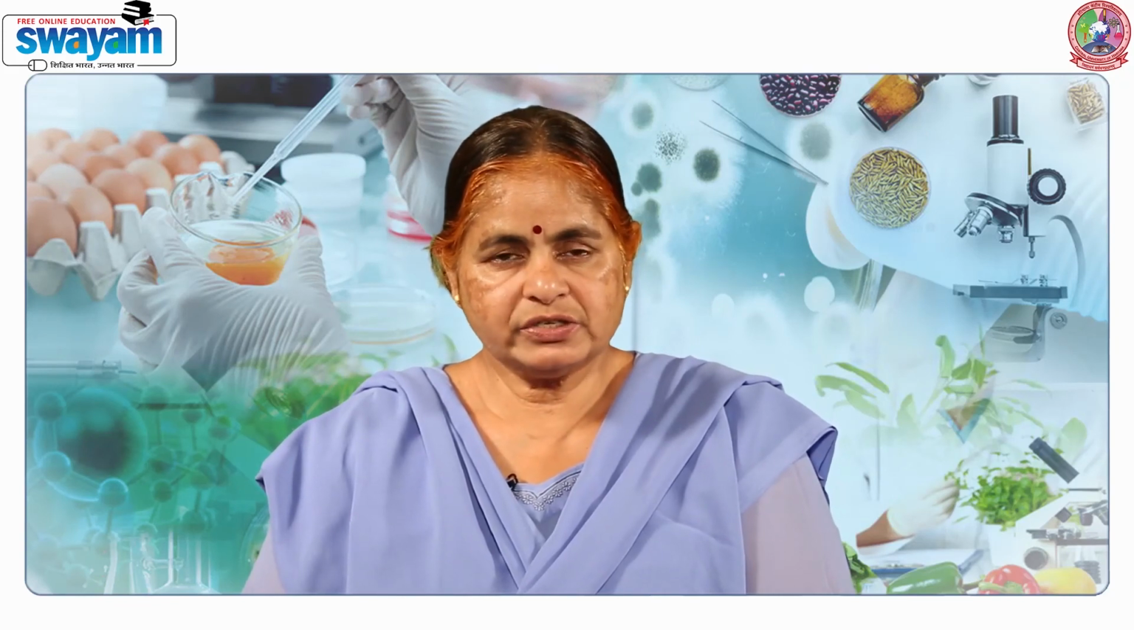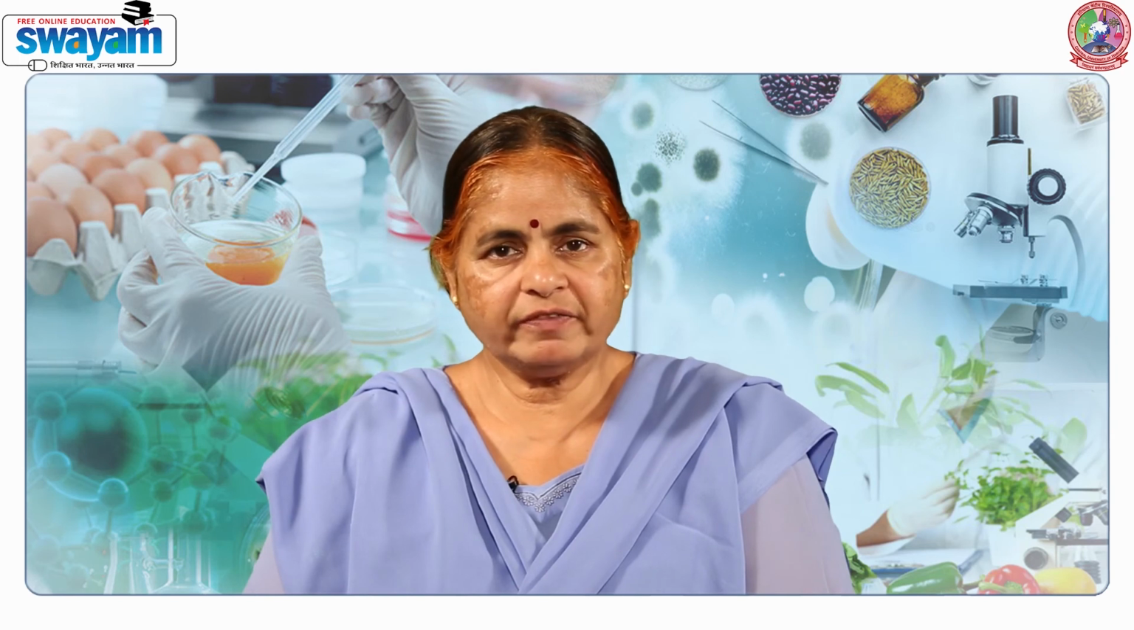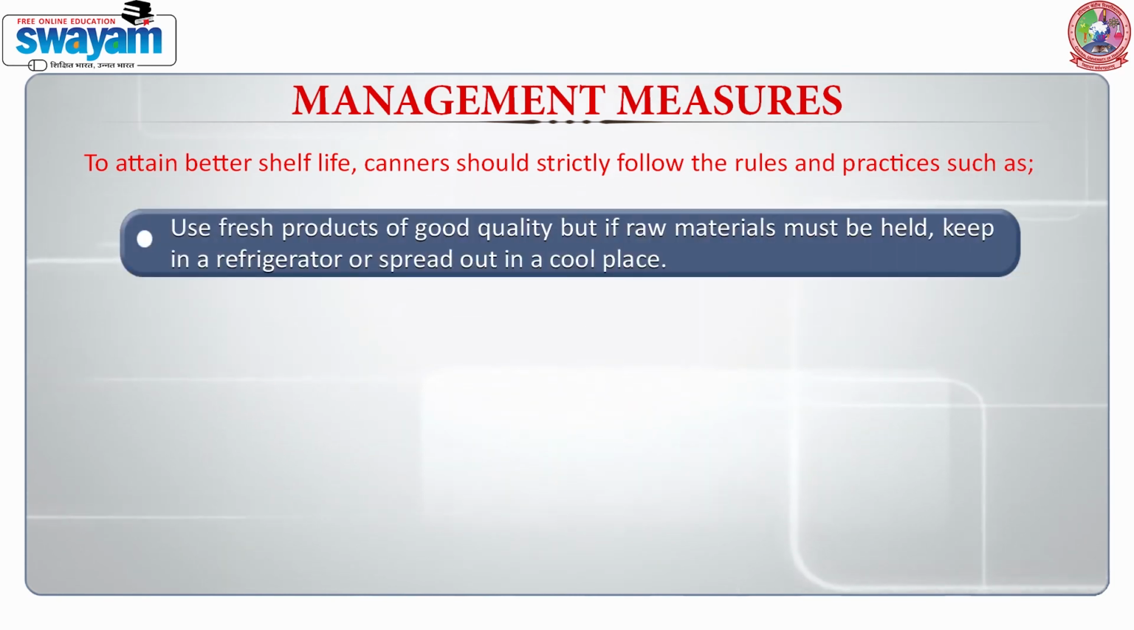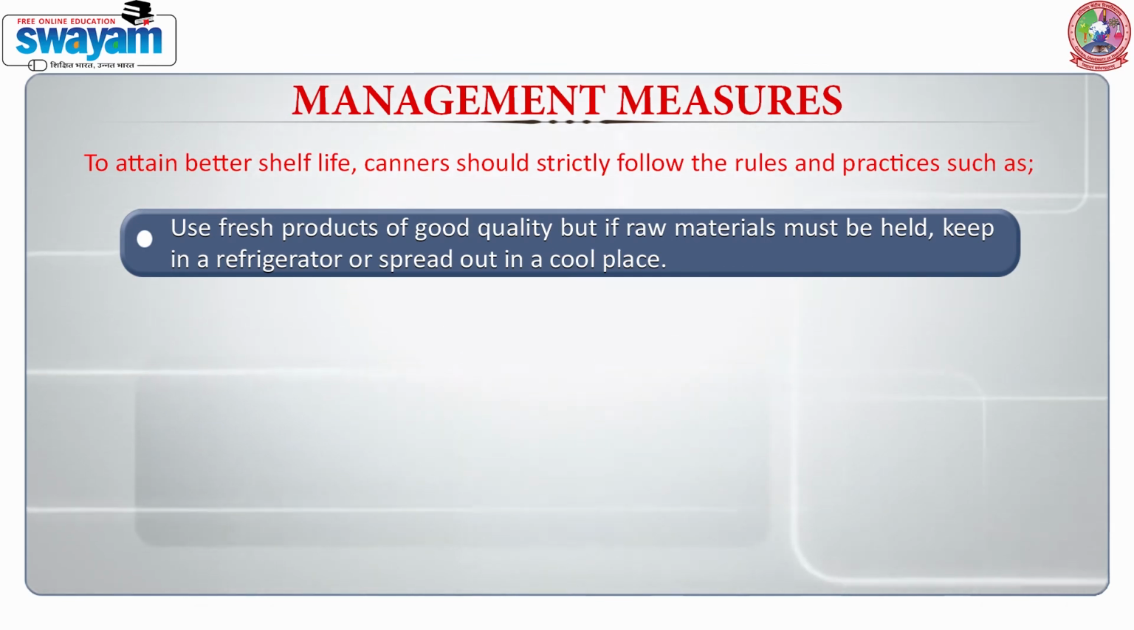Students, let us know what management measures are to be taken for an effective canning process. To attain better shelf life, canners should strictly follow the rules and practices. Some of these include use of fresh product of good quality, and if the raw material is to be held, it should be stored at a refrigerated temperature or spread in a cool place.